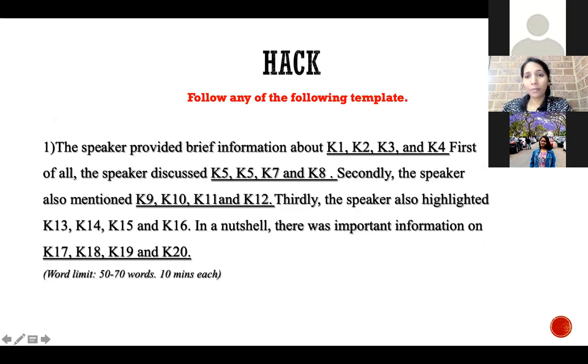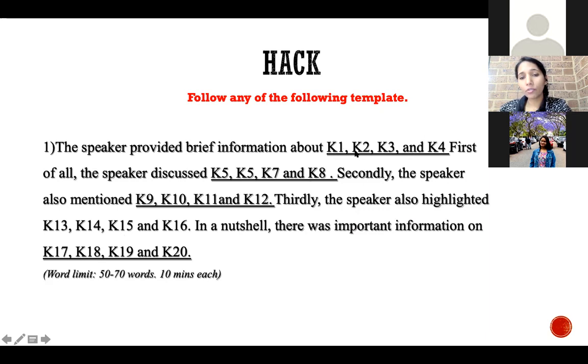Your job is to memorize this template. If you have not memorized it already, now is the time to do it. Will you guys try and do it by today? So we'll try and do as many summaries as we can. See, it's very easy. The speaker provided brief information about, and you write your four keywords.